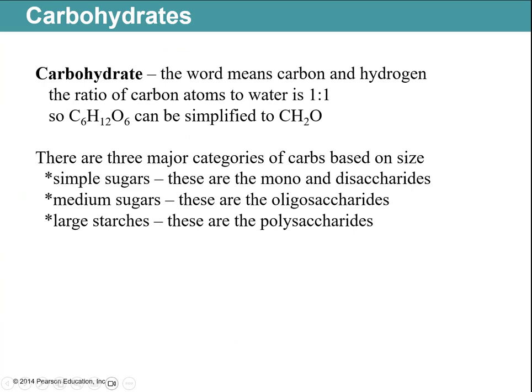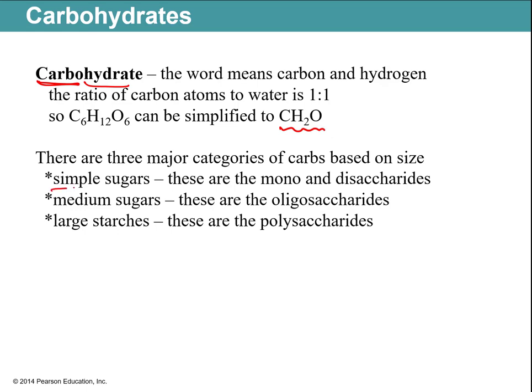When you see the word carbohydrate, this is referring to carbon and water. They named these carbohydrates because of the ratio of carbon to hydrogen to oxygen: for every carbon, there's a water. So for every carbon, there are 2 hydrogens and 1 oxygen. That simplest ratio is where they came up with the name carbohydrate.